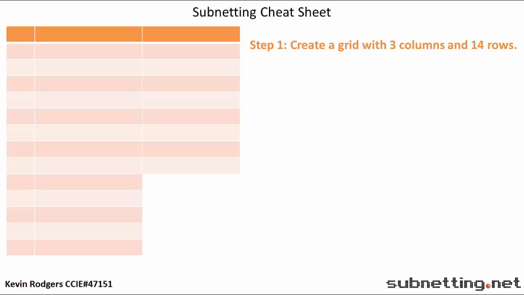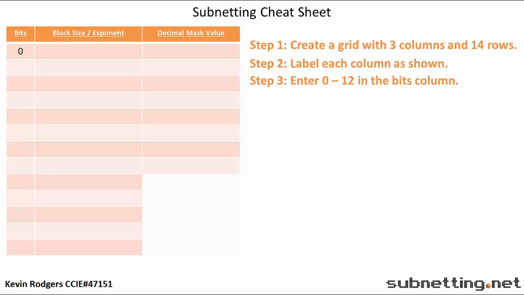In this video, I'm going to walk you through creating a subnetting cheat sheet. The process is pretty easy and it should only take you a few minutes to reproduce this on paper. The first step is to create a grid with 3 columns and 14 rows. Then label the columns bits, block size / exponent, and decimal mask value. In the bits column, start with the number 0 and count up to 12. So 1, 2, 3, 4, 5, 6, 7, 8, 9, 10, 11, 12.